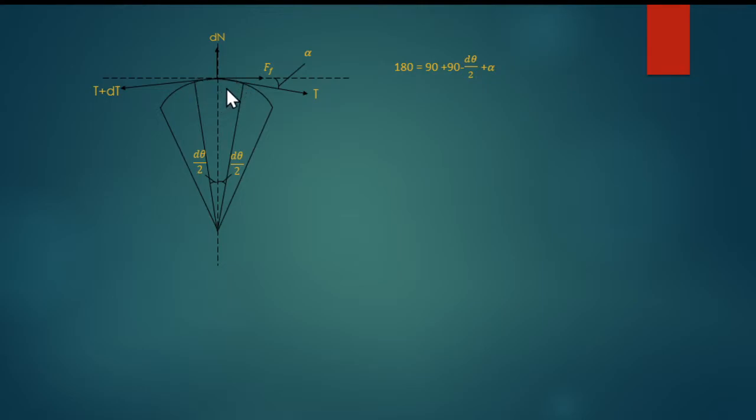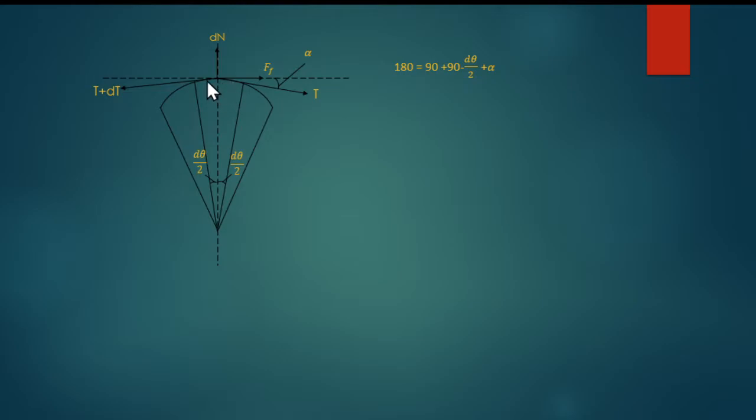Let's say that this angle is 180 degrees. Okay, so if we sum up all the variables involved in this figure, and consider this triangle, we have this triangle, so this is d theta over 2 and this is 90 degrees. So we can say that this angle is 90 minus d theta over 2.